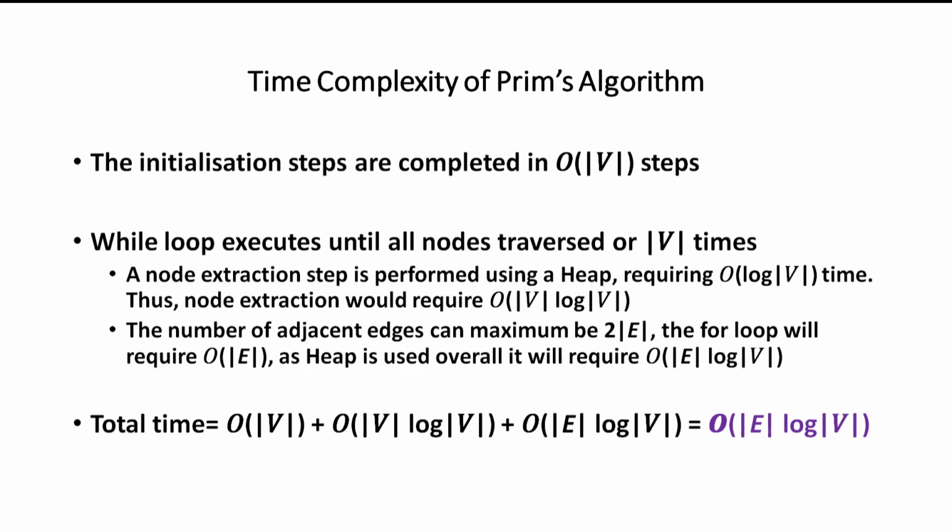So the total time complexity will be the sum of all these time complexities, because in time complexity we consider the higher order of the polynomial. So finally the time complexity will be order of |E| log V. So this is how we can analyze this algorithm.